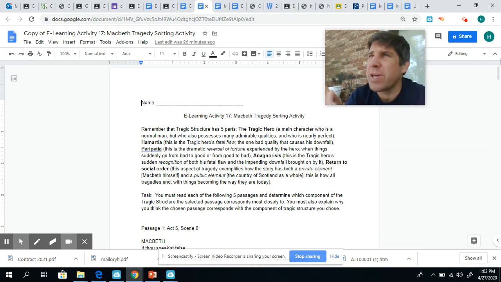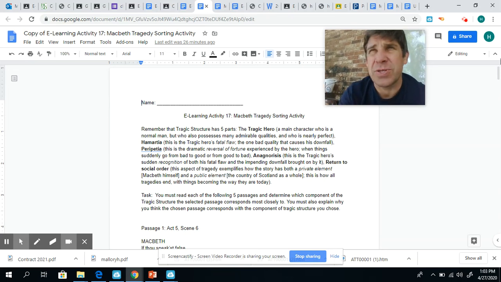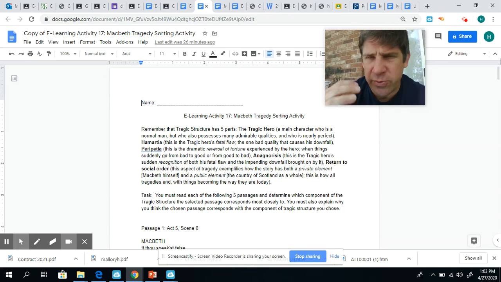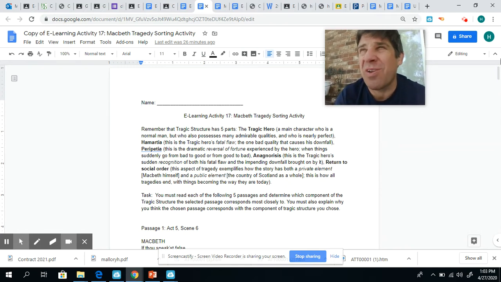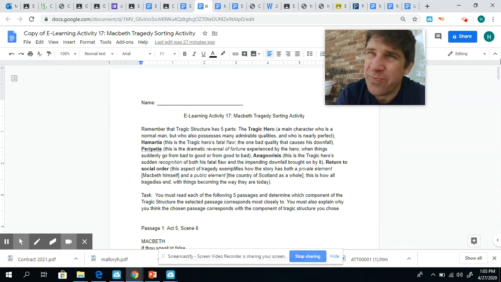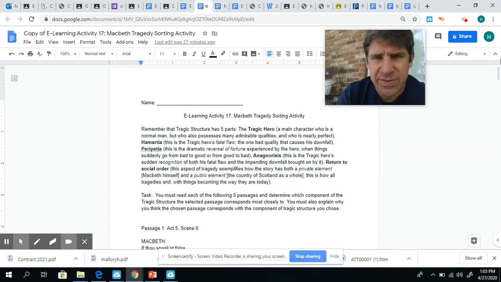The second one is hamartia, which is a fatal flaw. This is the quality that brings the hero down. So anything in the text that resembles or reminds you of that bad quality that Macbeth has, of course, I'm just going to tell you he's the tragic hero, then that's the passage that's going to be the hamartia passage.